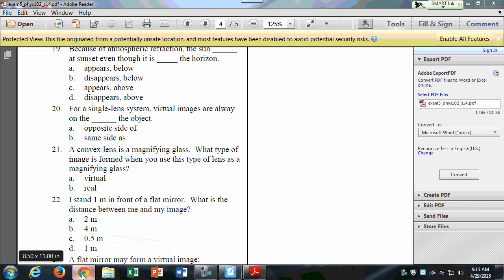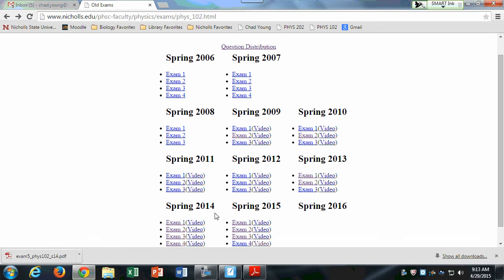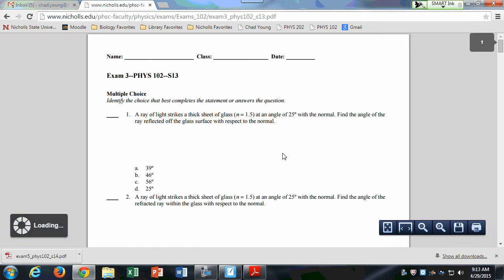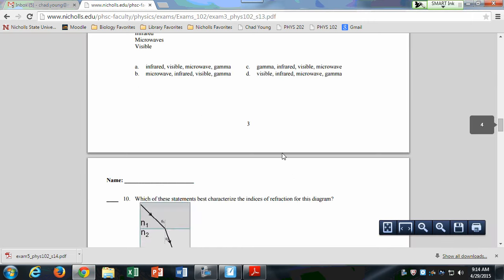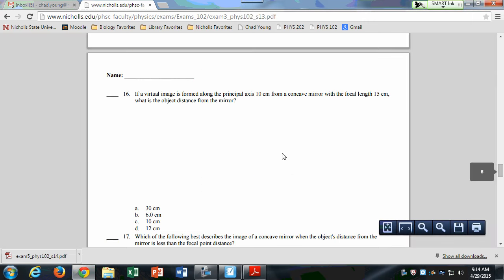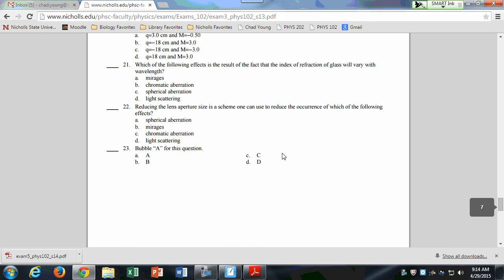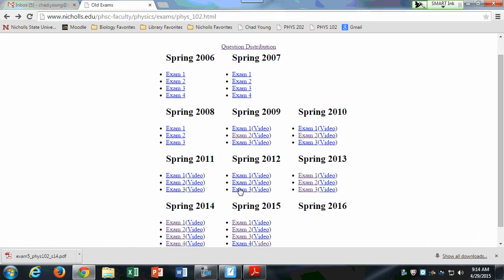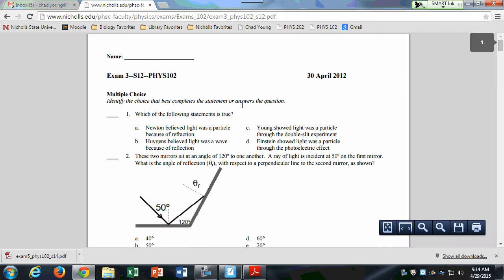All right, let's look. I didn't have diffraction on this test, so let's look at a previous one. Let's see, spring 13 maybe? No. Spring 12. So we're going to have done diffraction in 2 years.